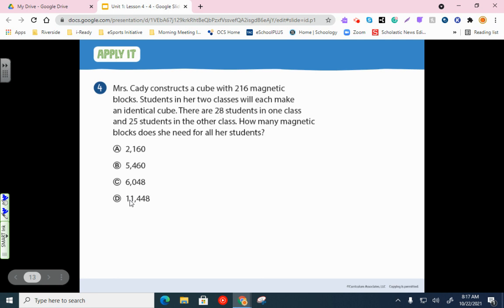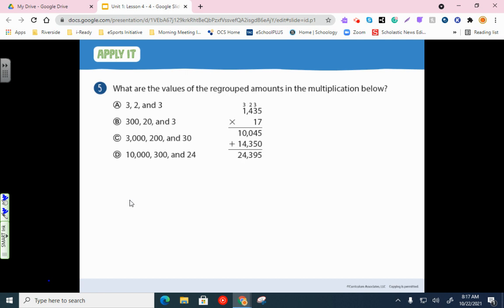And let's do 5, and that'll be the last one, actually. Let's do number 5 here, and we're going to skip the rest after this. What are the values? And I thought this is really important. So what are the values of the regrouped amounts in the multiplication below? Circle these right here. Those are our regrouped amounts. And I'm just going to draw a little arrow.